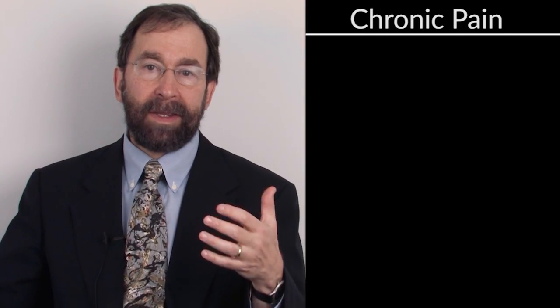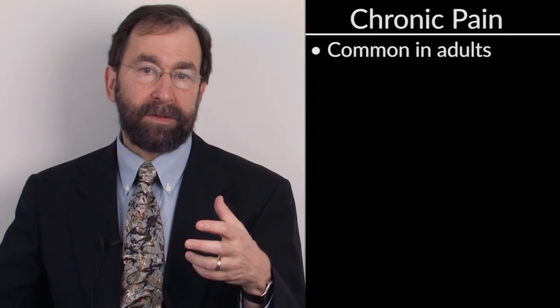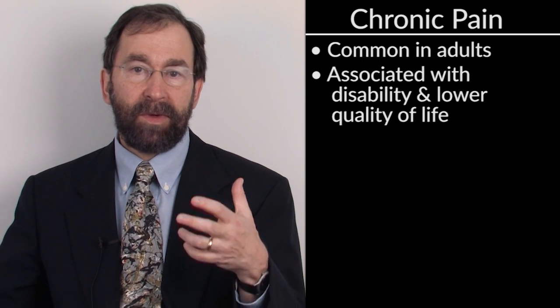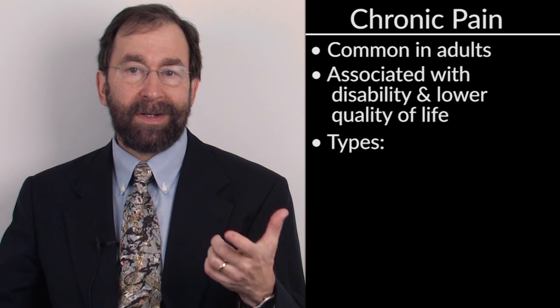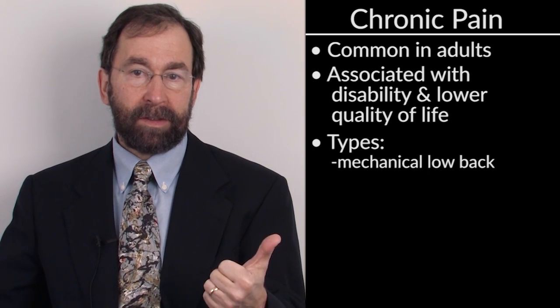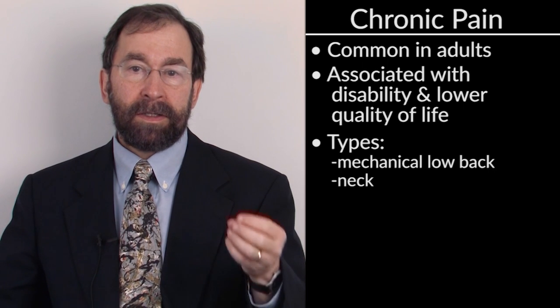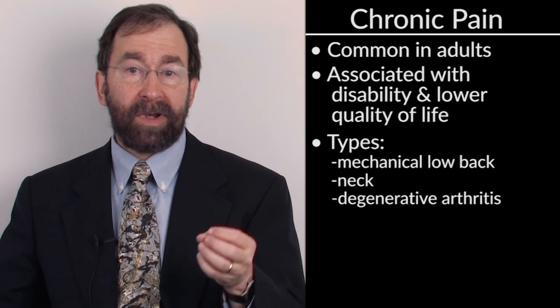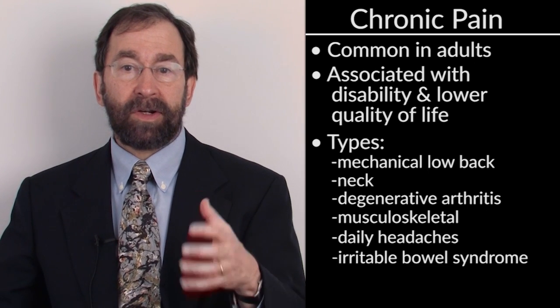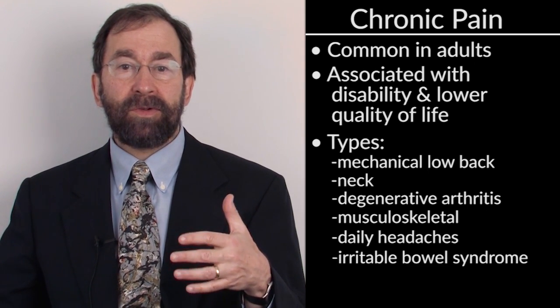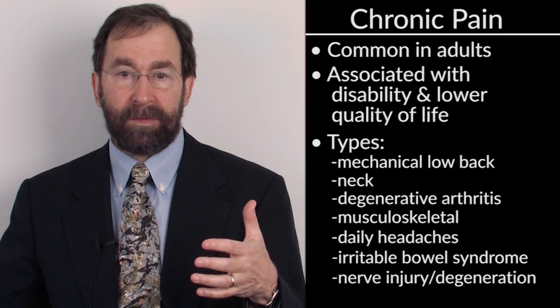In other lectures in this series, you will hear about some of the mechanisms that make pain become persistent or chronic. Chronic pain is an extremely common problem in adults and is often associated with disability and impaired quality of life. Some common types of chronic pain in adults include mechanical low back pain, neck pain, degenerative arthritis, widespread musculoskeletal pain or fibromyalgia, daily headaches, irritable bowel syndrome, and pain due to nerve injury or nerve degeneration.